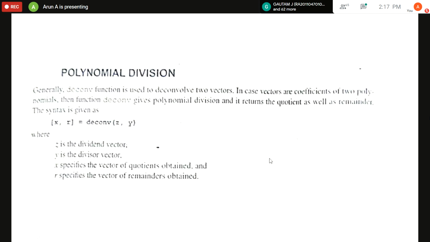Okay, if you are in division, you know divisor. You need one value for the quotient, you need one value for the remainder. Okay, like that you need parameters. So you fix all the parameters in this command. This is the command for polynomial division. Okay.